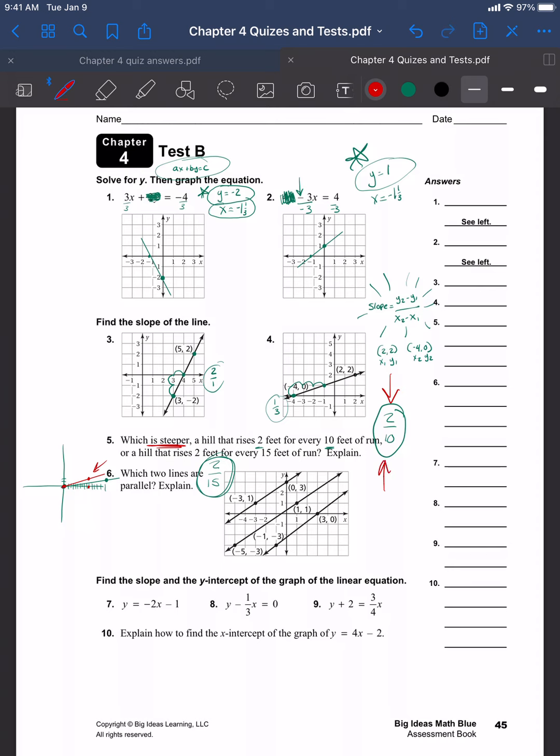2/10. The smaller the run, the more steep it will be, okay?